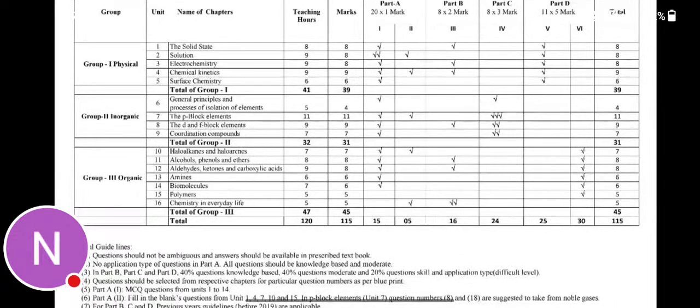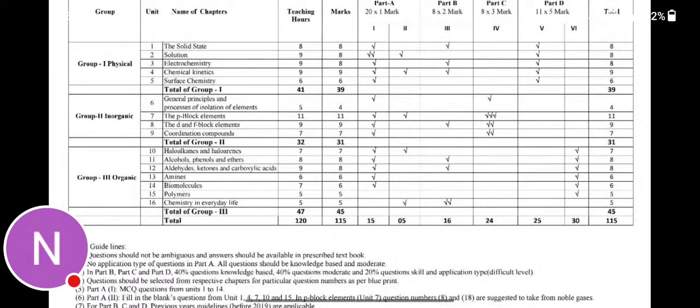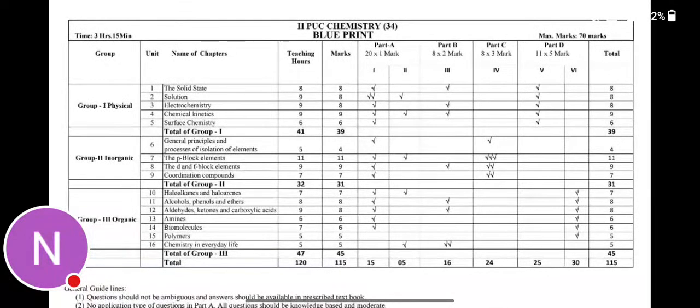As you know, chemistry in second PU is divided as physical, inorganic, and organic chemistry. In physical chemistry, the first chapter is the solid state. The teaching hours for this chapter are 8 hours, and 8 marks are allotted for this chapter.